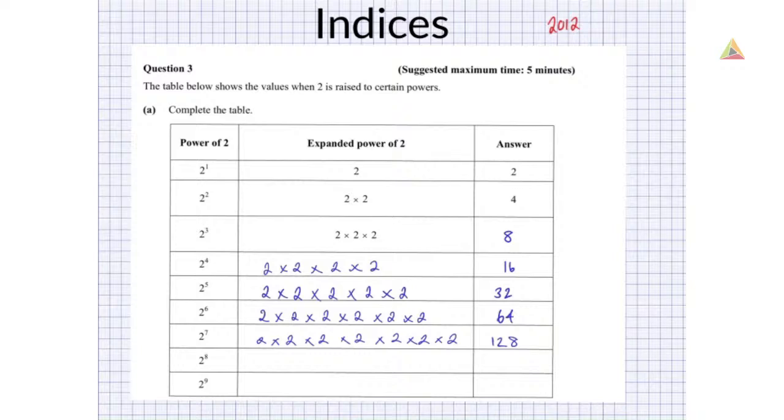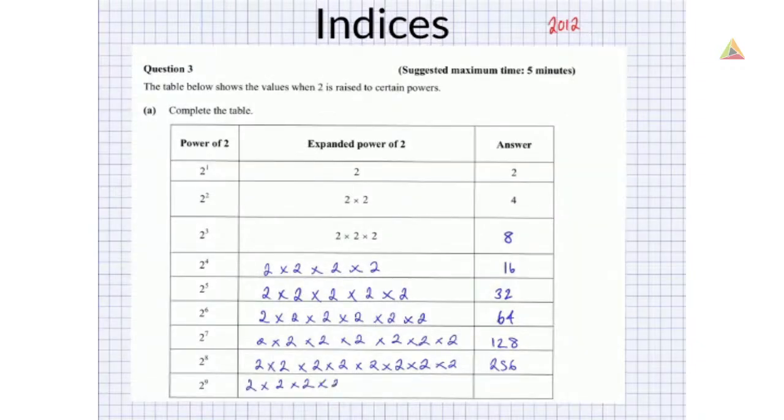Then we have 2 to the power of 8, so 2 by 2 by 2 by 2 by 2 by 2 by 2 by 2. 2 to the power of 8 will give you 256. And then finally 2 to the power of 9, that's 2 by 2 by 2 by 2 by 2 by 2 by 2 by 2 by 2. 2 to the power of 9 will give you 512. So that's that one filled out. So we'll go on to part B now.